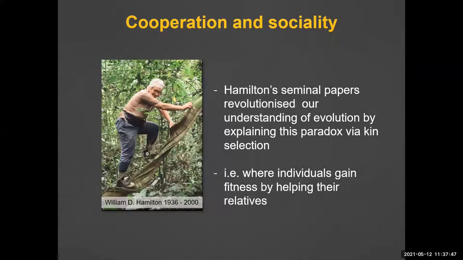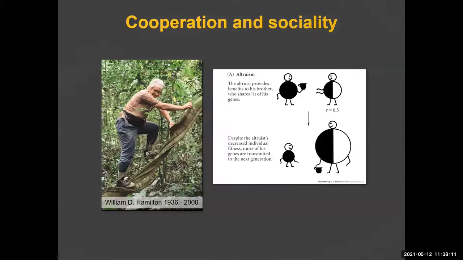Our understanding of this conundrum was largely revolutionized by Hamilton's seminal papers, where he explained this paradox via kin selection. So in other words, where individuals gain fitness by helping their relatives. Here you can see Bill Hamilton actually on one of his last trips to the Congo that a colleague of mine was lucky enough to have gone on. So as you can see in this schematic, if this guy here on the left helps out his brother, who shares half of his genes, then although his own fitness is reduced, his brother's fitness is increased and his genes are transmitted to the next generation.